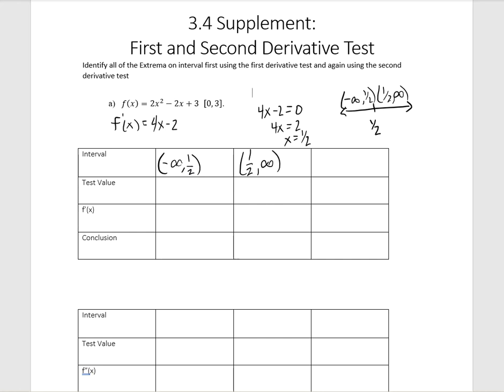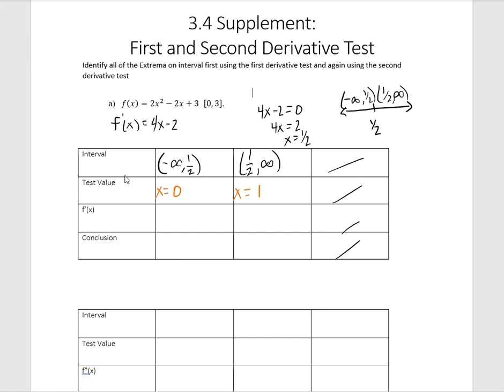Okay, and we don't need this one at all, right? We don't need this section because we only have two intervals. So now I want to pick any test value that's less than 1/2, but bigger than negative infinity. I'm going to use a 0. Over here, bigger than 1/2, but smaller than infinity, I'll use a 1. And remember, these are x values.